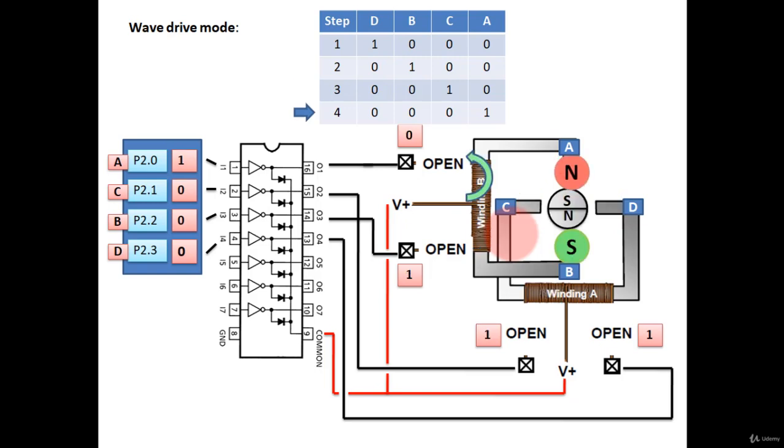Now I hope you have got an idea how wave drive mode works. Here you have to note one point, that we are only activating half of the winding and not full winding. And at a time only one winding is activated. Hence, the wave drive mode is unable to produce high torque. But since only half of the winding is activated, it is consuming very less power.